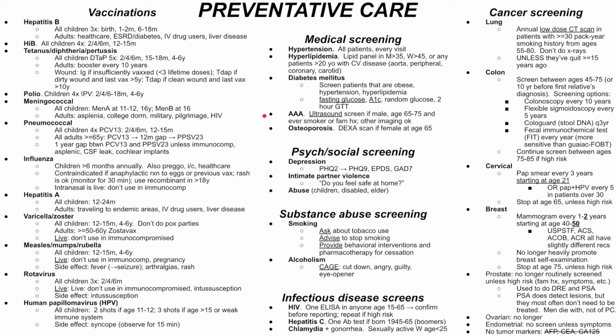This is a short video on preventative care. I'll be talking about vaccines in both adults and children, as well as screening for medical disorders, for psychosocial disorders, for substance abuse, for infectious diseases, and for the 4 main types of cancer that we screen for. This is everything that's going to be in this presentation.